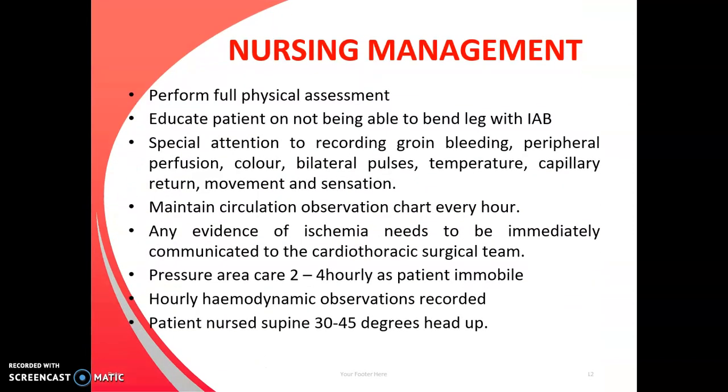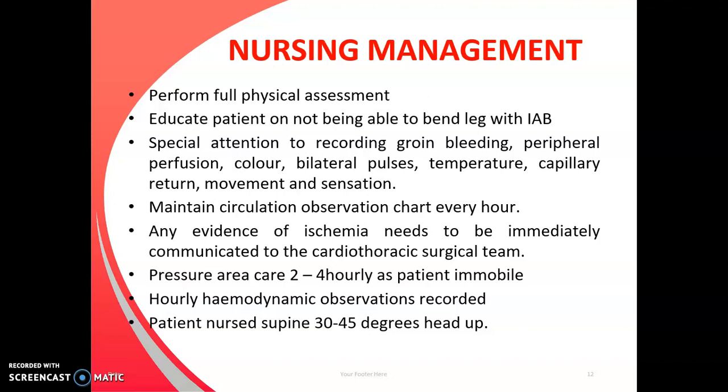Nursing interventions for a patient with intra-aortic balloon pump therapy are performing physical assessment and educating the patient on not being able to bend the leg with the IAB. Pay special attention to recording groin bleeding, peripheral perfusion, color, bilateral pulses, temperature, capillary return, movement and sensation. Maintain a circulation observation chart every hour. Any evidence of ischemia needs to be immediately communicated to the cardiothoracic surgical team.